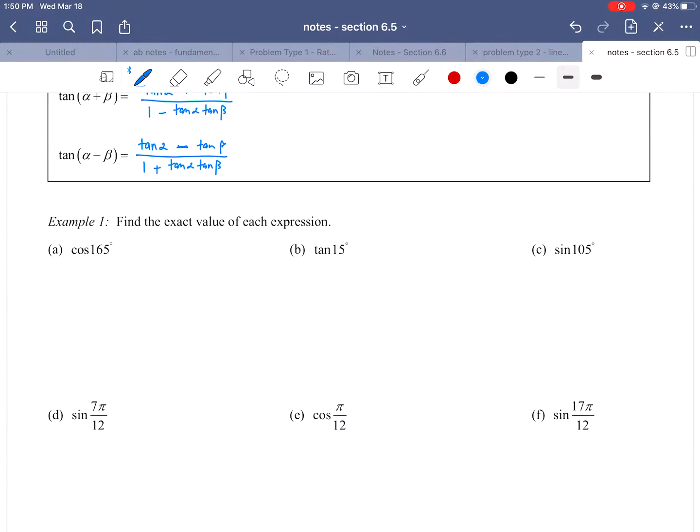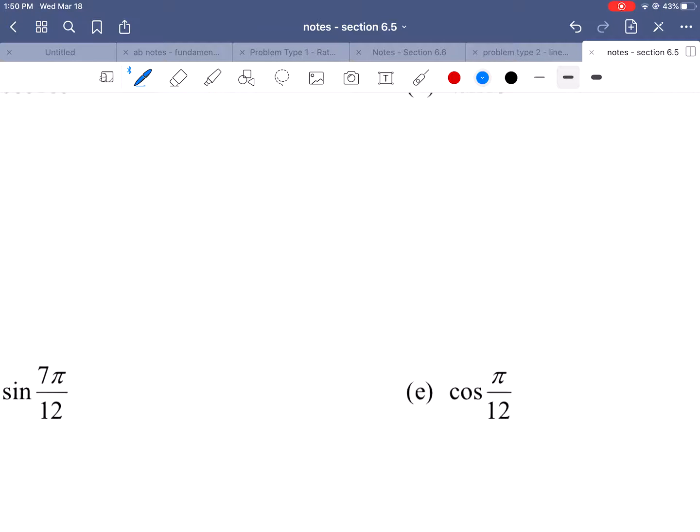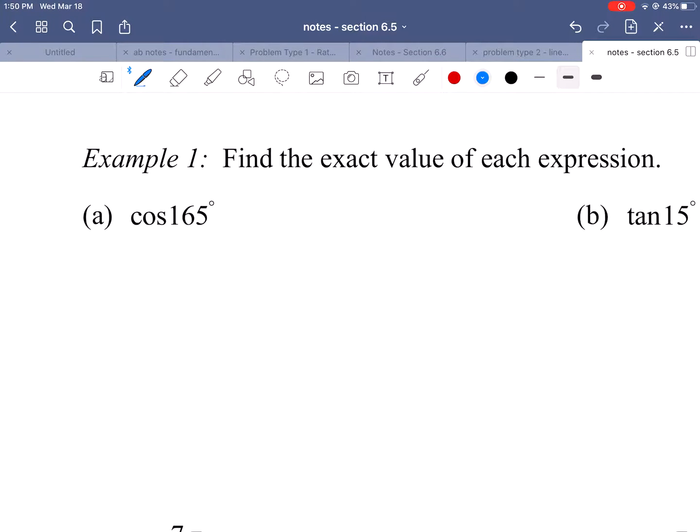We're going to start in example 1. We're going to be finding the exact value of each expression without a calculator. So without a calculator, cosine of 165 is where we're going to begin. I'm going to zoom in here and focus on cosine of 165. Now, 165 is an angle in quadrant 2, and my goal is to get that angle to be an angle in quadrant 1 using reference angles and my sign chart, my All Students Take Calculus.